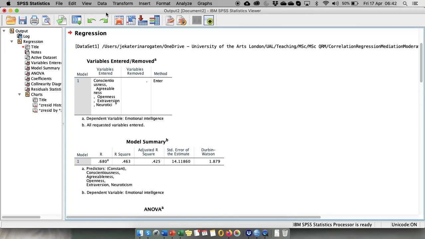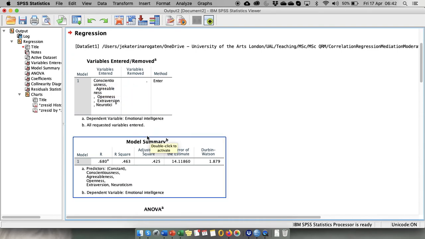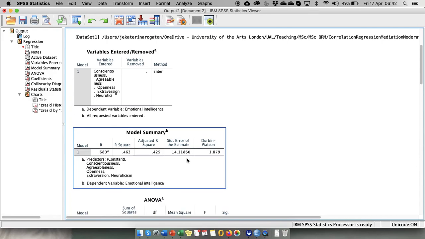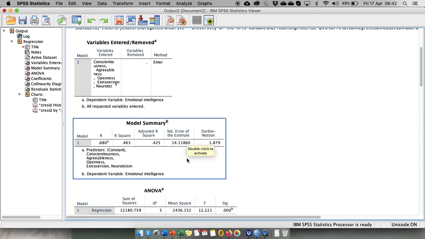Okay, so this is our regression output. What we see in here, firstly, is the specification of the model. So we look at the conscientiousness, agreeableness, openness, extraversion, and neuroticism entered as the predictor variables, and our dependent variable is emotional intelligence. So it basically just summarizes for us what's in the model. The next table is the model summary. And from here, there are a number of values you are interested in.